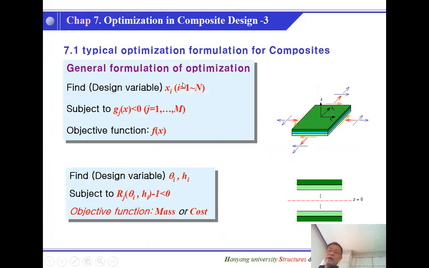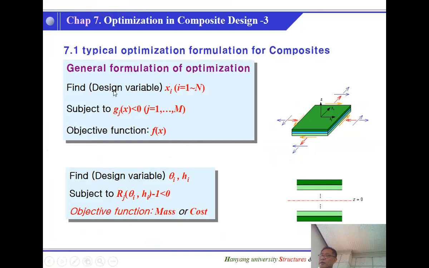But what I would like to emphasize is that you can optimize composite structures, a plate, angles, and thickness, using your Excel together with Excel functions. And again, typical optimization formulation for composites, and understanding the concept of optimization, is very important for designers. And there are always three concepts.